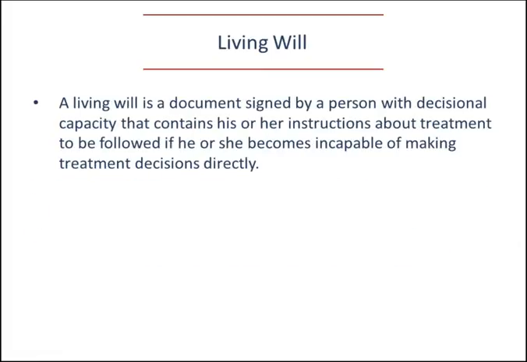As we talked about before, a living will is an advanced directive, and it is a document that is signed by an adult person with decisional capacity that contains his or her instructions about treatment to be followed if he or she becomes incapable of making treatment decisions directly. So it's a document that applies in the future. It's my statement of my wishes now to be applied in the future if I cannot speak for myself.